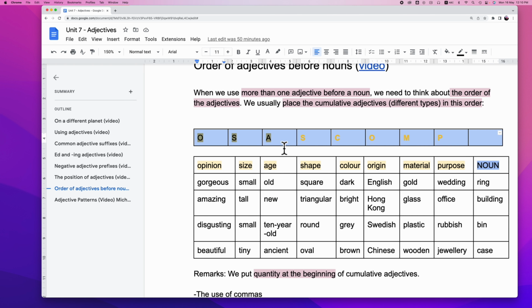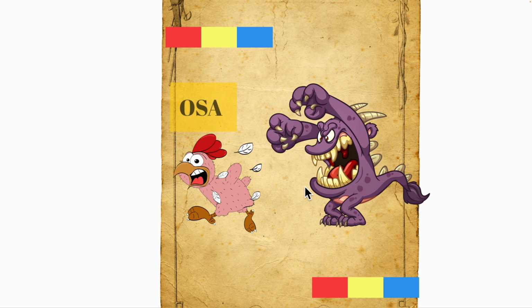Last time, we used two different words, also, to represent opinion, size, and age. Then how about we give these two characters a name? So we call this frightened chick Osa, representing opinion, size, and age. And then this frightening monster is Scum. This represents shape, color, origin, material, and purpose.